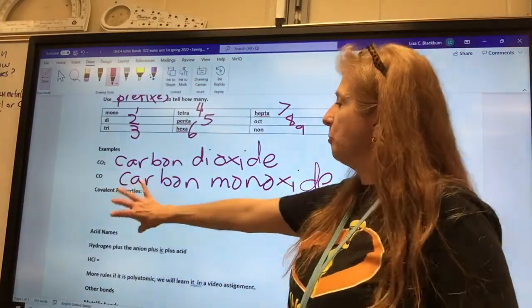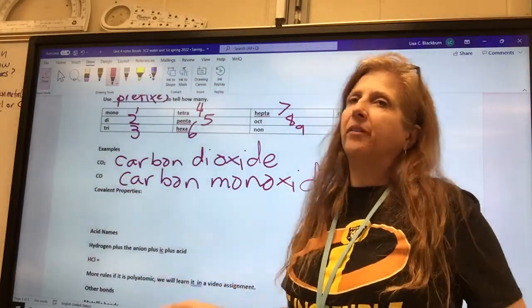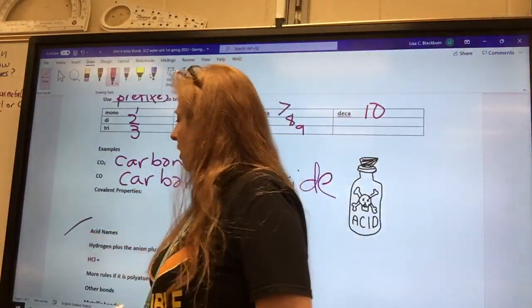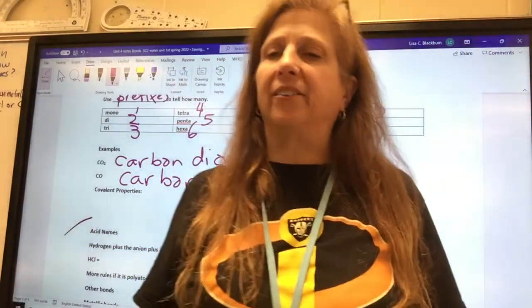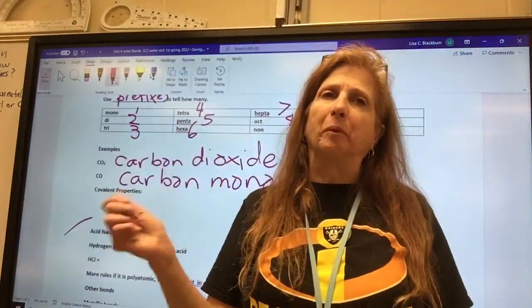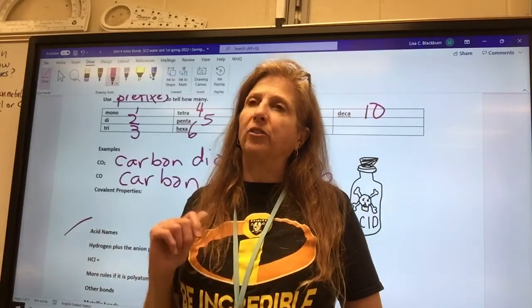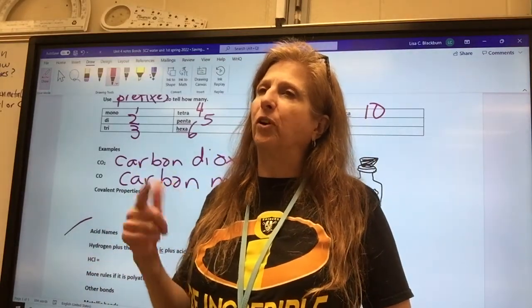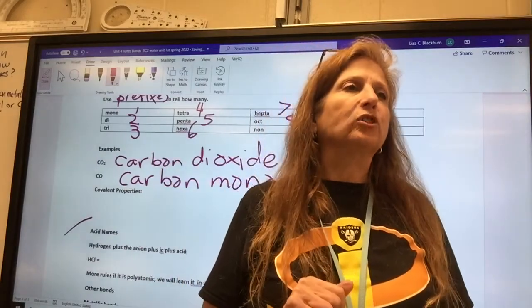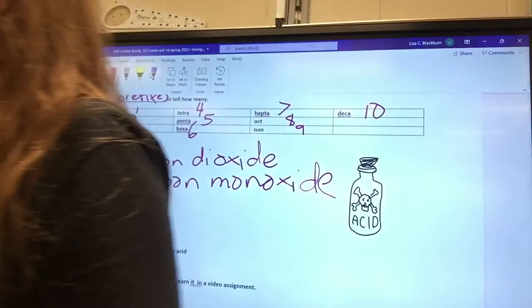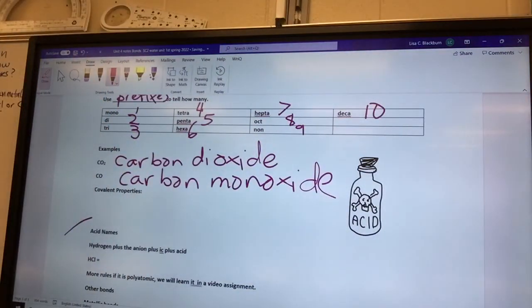Okay, so covalent properties we're not going to do until we do the lab. You're going to come back and fill that in. We'll start on Monday with acid names. For your homework, I would try to do some of that worksheet. I'll post the key on Canvas, but you need to try to do it before you forget it over the weekend. Try to do some of that worksheet, section 1 and 2. And actually 3 you can do now too.